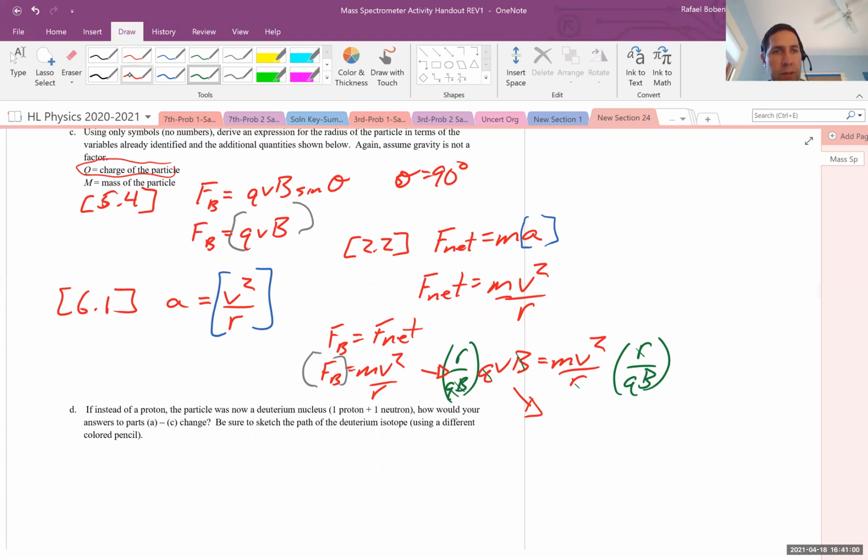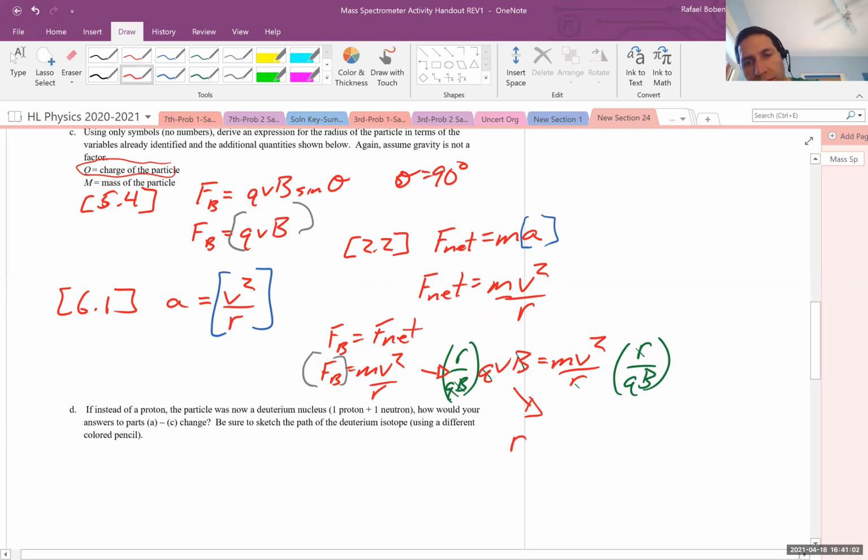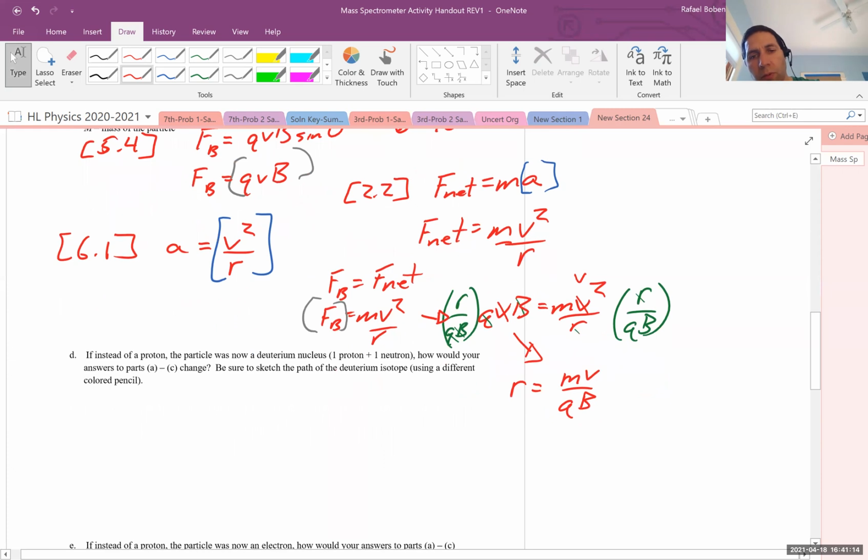My final result is going to be that R is on this side. And you also know that one of the V's cancels with one of these V's. So I'm left with the V over there. So R equals MV over QB. And let me take one more step here. R equals capital M, V over capital Q times B. Okay, so this is the answer to part C here. So let's pause here. This is a really important result.